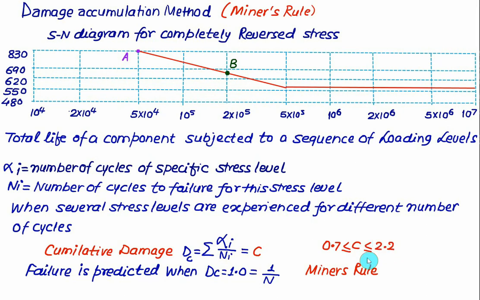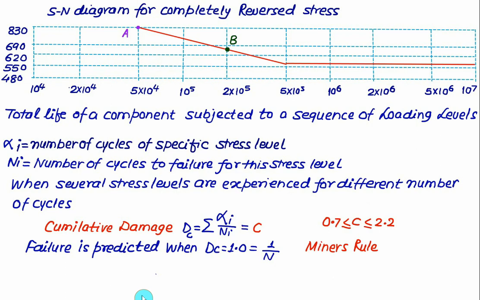In our situation, we'll select the constant equal to 1 and we'll use the given equation, that is alpha 1 by n1 plus alpha 2 by n2 plus alpha 3 by n3 is equal to 1 by n, and we can calculate the life of a component. So as far as finding the component life is concerned, we just have to equate alpha 1 by n1 plus alpha 2 by n2 plus alpha 3 by n3 to 1 divided by n, assuming that alpha 1 plus alpha 2 plus alpha 3, which are basically fractions, is equal to 1.